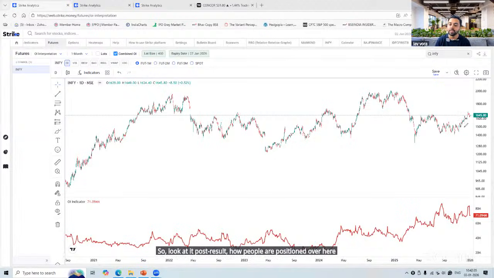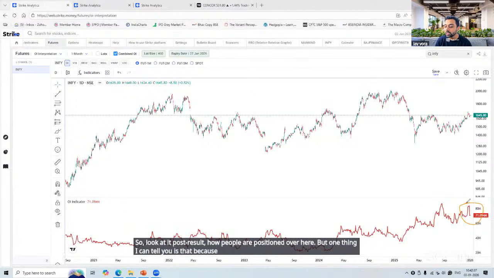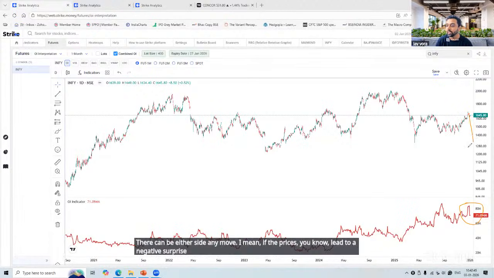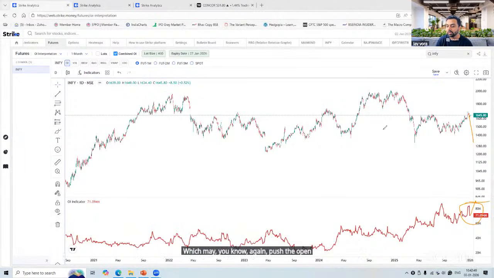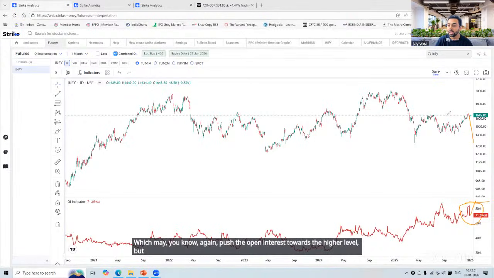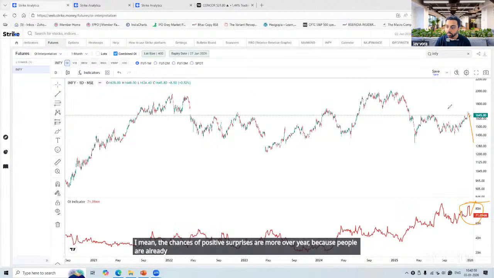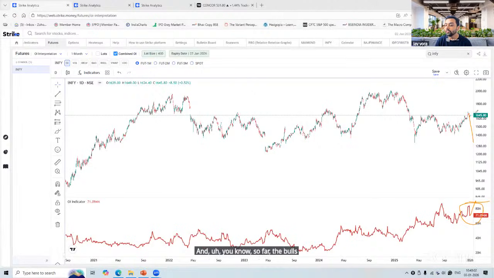But one thing I can tell you is that because open interest is still at an extreme, the move can go either side. If prices lead to a negative surprise, it may end up falling, which may again push the open interest towards a higher level. But the chances of positive surprises are more over here because people are already short, and so far the bulls have a firmer grip.